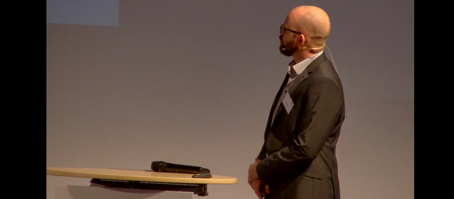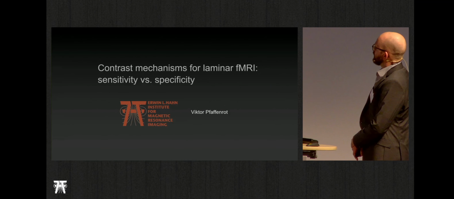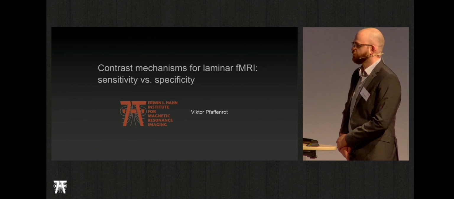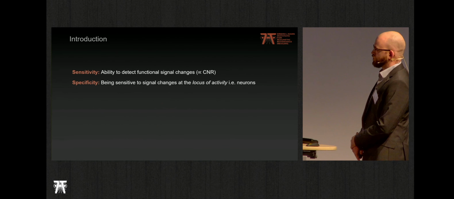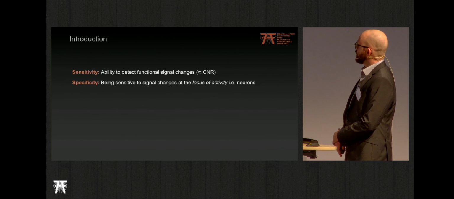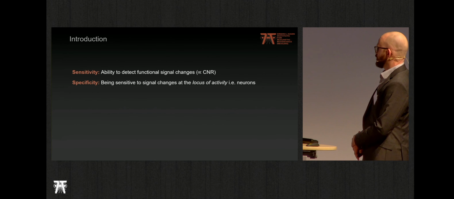It differs quite heavily from what we've heard so far, and this talk is about the acquisition part of layer-dependent fMRI, especially the contrast mechanisms, and I want to focus on the sensitivity and specificity aspect of those. First of all, let me define those terms. With sensitivity, I mean the ability to detect functional signal changes in general. And this is, of course, proportional to the functional contrast-to-noise ratio.